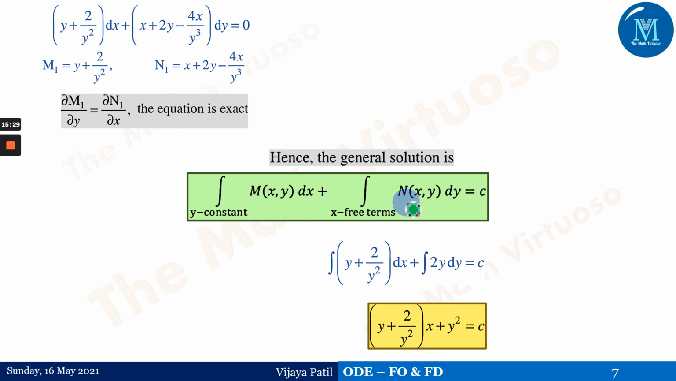Very simple. Again, if you observe this N, it is the same as what we took from here, but while taking this N, we have to take the N which is free from x. This has an x term, so we cannot take it. Here we just have one term, that is 2y, the integration of 2y dy equals c, and therefore we get the answer. It is very simple, just integration. y plus 2 upon y square is a constant with respect to x, so the integration will be just x, plus 2y, which gives 2y square by 2. The 2 will go off and it will remain as y square equals c as the answer.